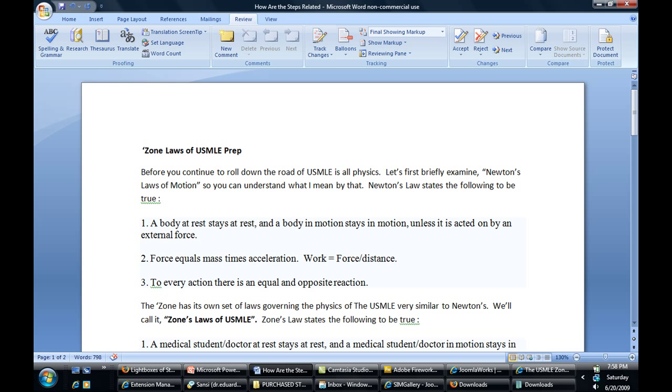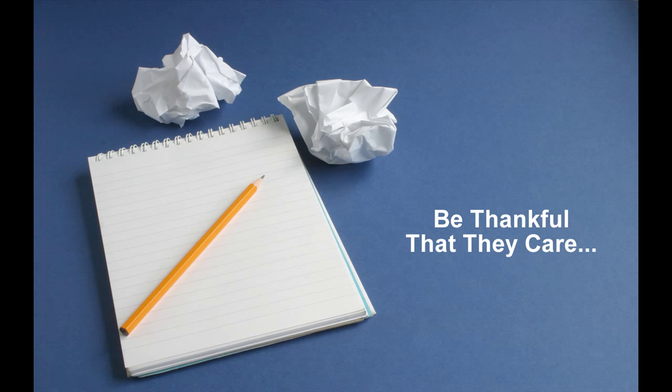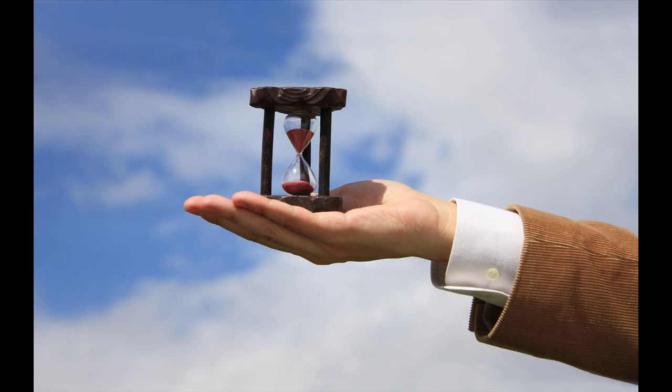Did I mention to use spell check and grammar check? Submitting a statement with spelling and grammar errors is disrespectful and gives the program the impression that you do not take pride in your work and you don't care to take the time to put your best foot forward. Be thankful that they care. Applicants tend to overlook the importance of the personal statement. Waiting until the last minute to write it is not uncommon and is by far the most common mistake made.